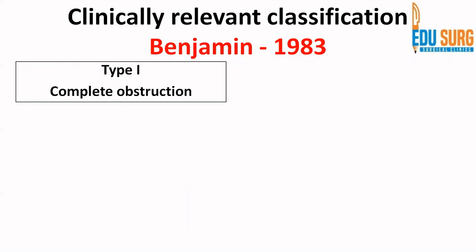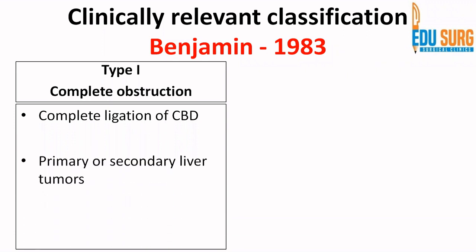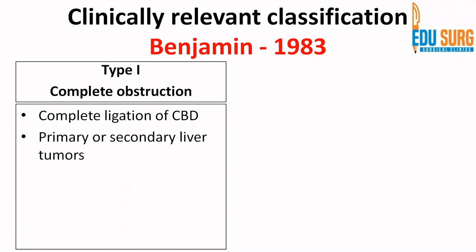Okay, it gives you a clinically relevant picture of jaundice and a hint towards the diagnosis. So let us look at the types of obstructive jaundice in Benjamin classification. Type 1 is complete obstruction, for example, complete ligation of CBD or primary or secondary liver tumors which completely block the bile duct.